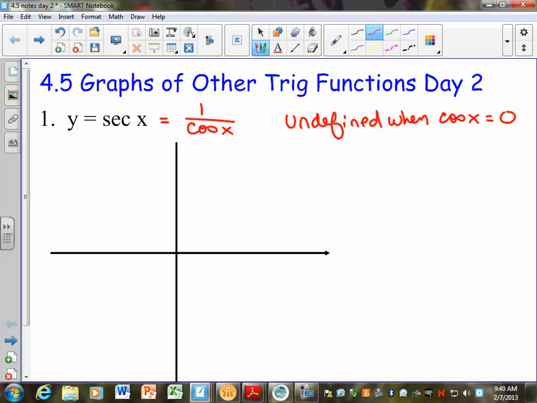Tangent or cotangent? Which one has cosine in the bottom? Tangent. So secant and tangent are both going to have asymptotes in the same place, wherever cosine is equal to 0. And cosine is equal to 0 when y is 0. Just kidding. When x is 0, which is up on the y-axis, right? So that would be at values like negative pi halves, 3 pi halves, just like we did yesterday with tangent.